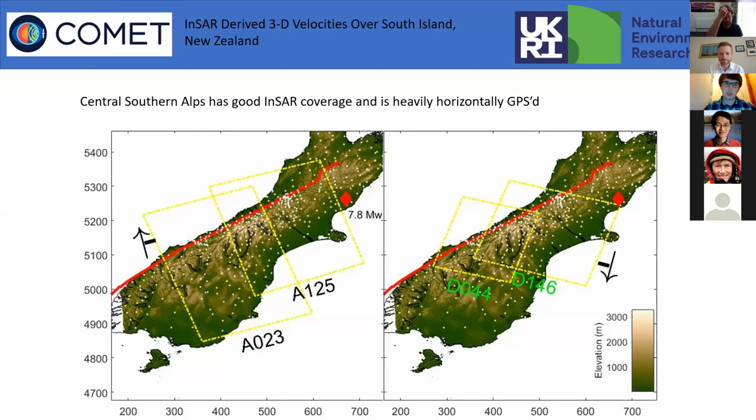So the aim of this project is to try and get a 3D velocity field across central South Island and the Southern Alps, marked with the Alpine Fault here. One of the reasons we picked this area is because it's very heavily covered by InSAR tracks, as well as quite a dense network of horizontal GPS.